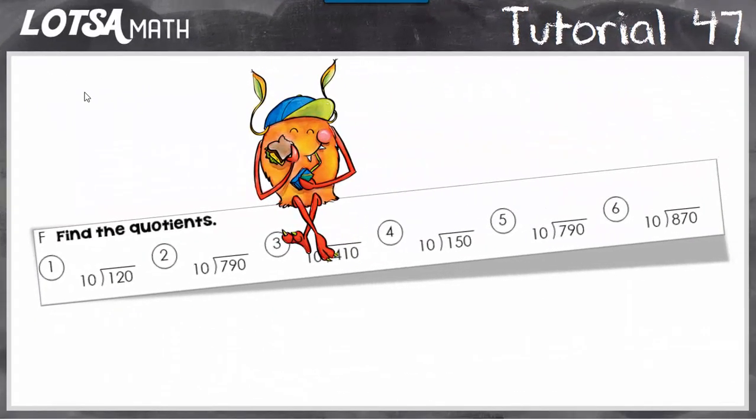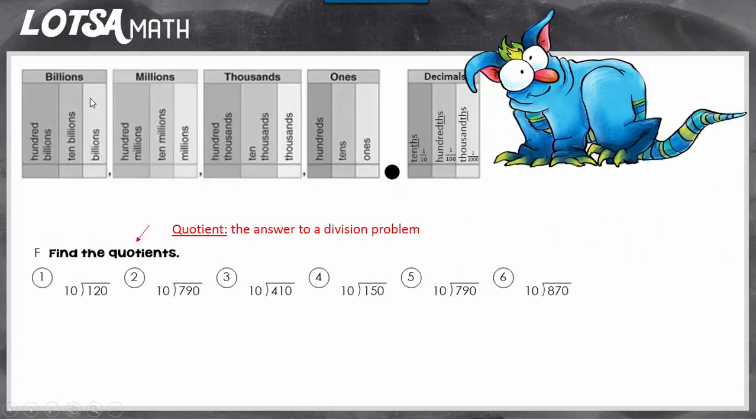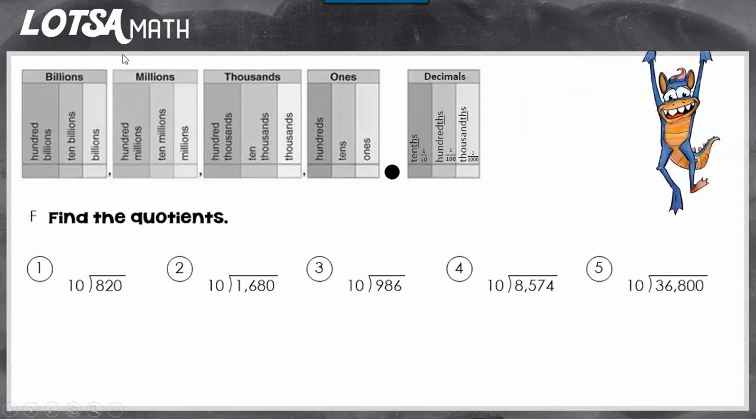For these problems, we're going to find the quotients. And a quotient is just the answer to a division problem. So let's look at some examples. If you notice, these are all division problems, but the divisor, or the number being divided by, is 10 on every one of these. So all of these numbers are going to be divided by 10.